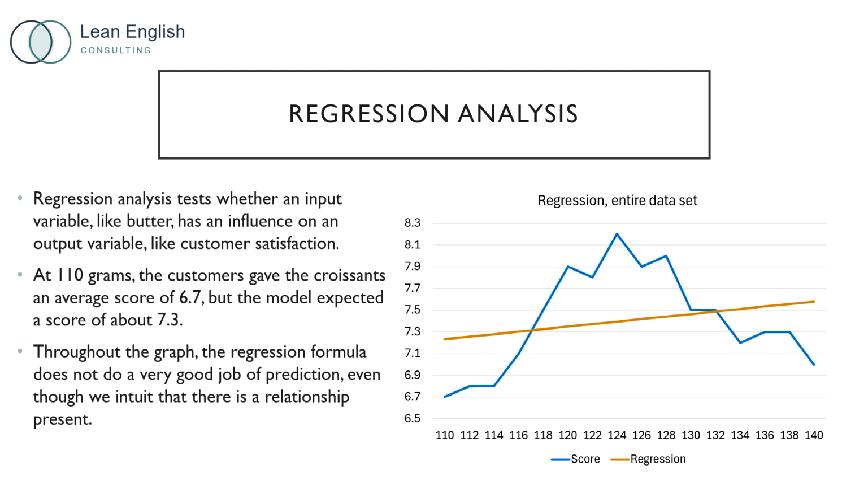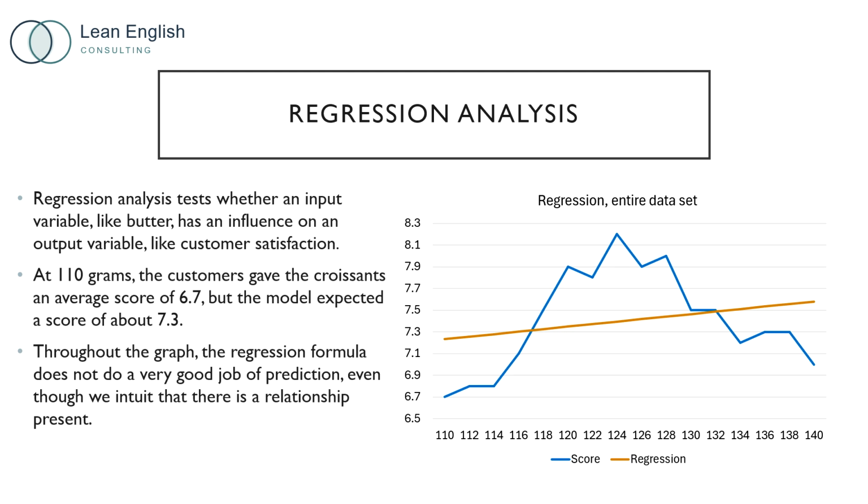After the test, we use the formula to calculate what the regression would have predicted for each data point. At 110 grams, the customers gave the croissant an average score of 6.7. Those scores are represented by the blue line. But when we use the regression formula, it gives us a score of about 7.3. These scores are represented by the orange line.